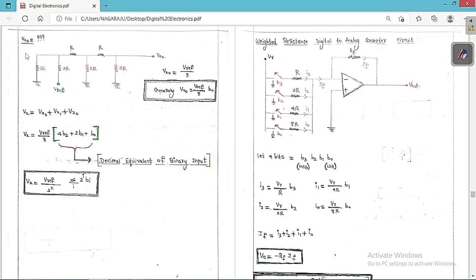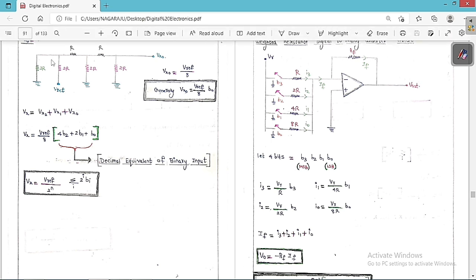I want to find the value of Vx0. Vx0 means, as I have already told you, only switch B0 is on, but switches B1 and B2 are off. Off means we should ground them, and on means we connect to the reference voltage. Therefore switch B0 is connected to the reference voltage, switch B1 is grounded, and switch B2 is also grounded. This is the circuit that we get.